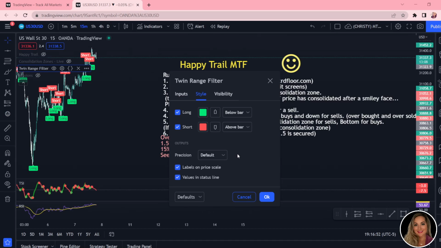Then you're also going to have the style tab here. As you can see, this shows up as a long and short on your chart. So you have a short for shorts and a long for longs. In the past, if you came from older communities, you probably saw them as stars. And if you are using Happy Trail, this is part of what will have the smiley face print. One of the things that has to be met in order for a smiley face to print is that there has to be a long or a short symbol that prints.